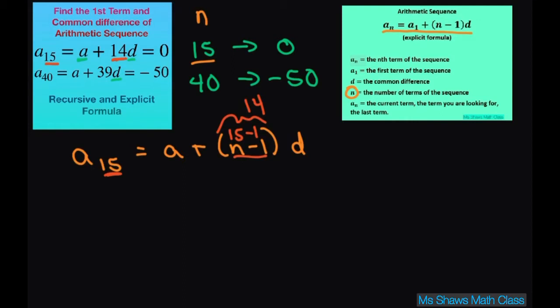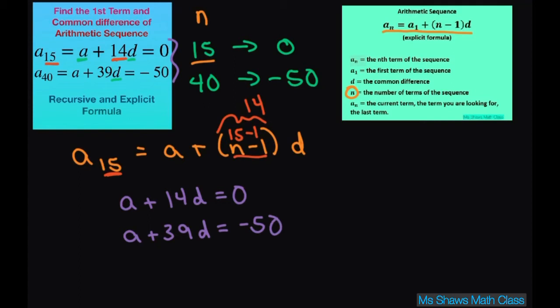Now that we have that, I did the same thing with the second equation. So we have a plus 14d equals 0, and a plus 39d equals negative 50. All right, we have a system of linear equations.